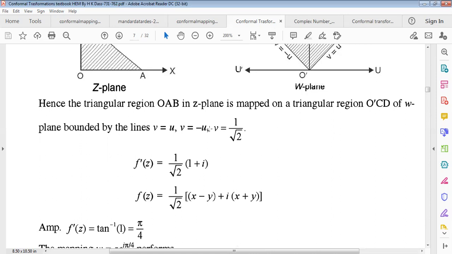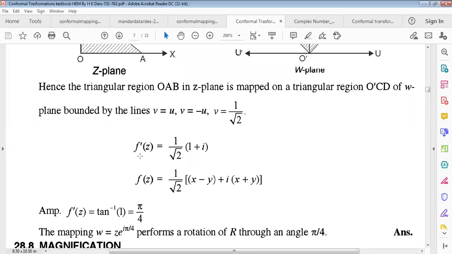Now f dash z equals what? 1 by root 2 into 1 plus i, where f of z equals 1 by root 2 into x minus y plus i into x plus y. Just differentiating this with respect to x, we get f dash z equals 1 by root 2 into 1 plus i.